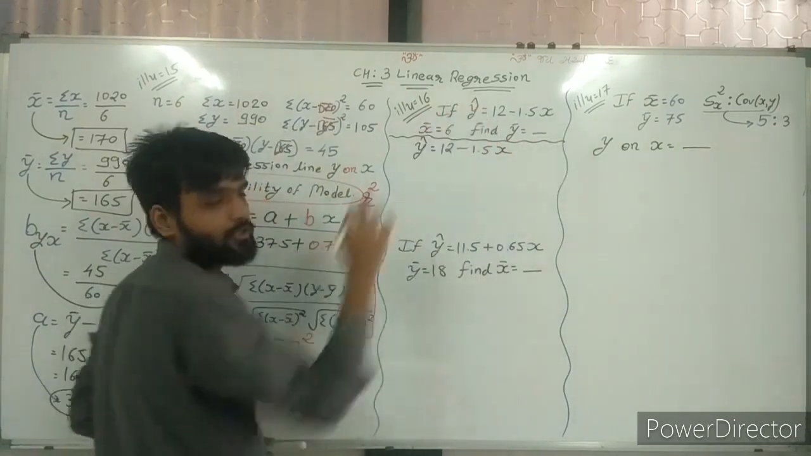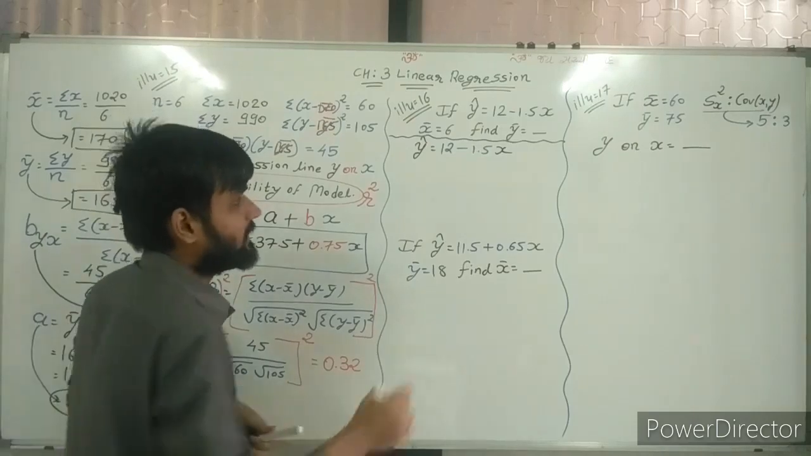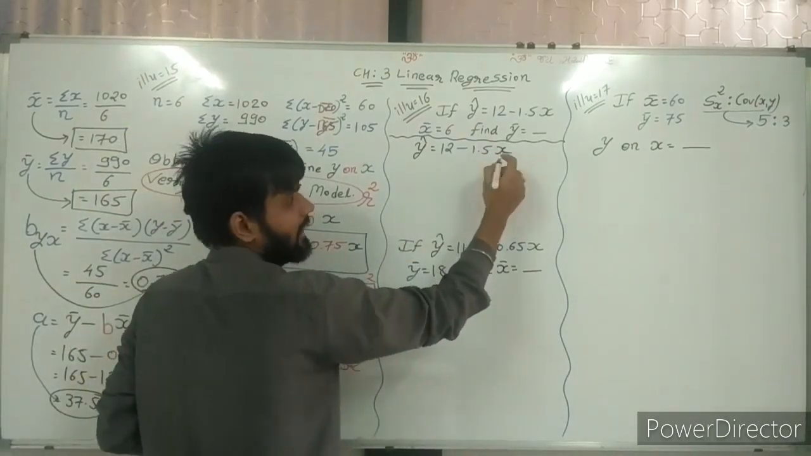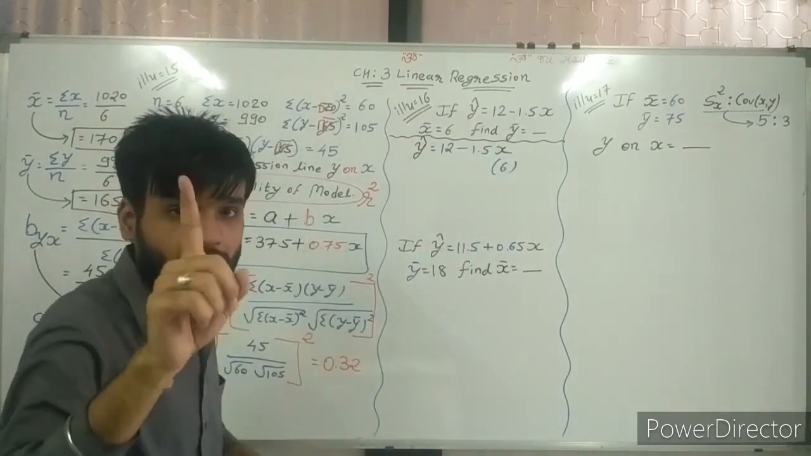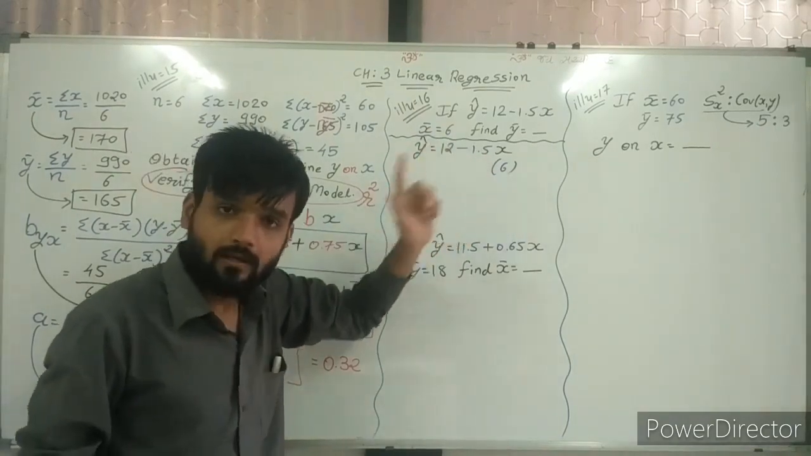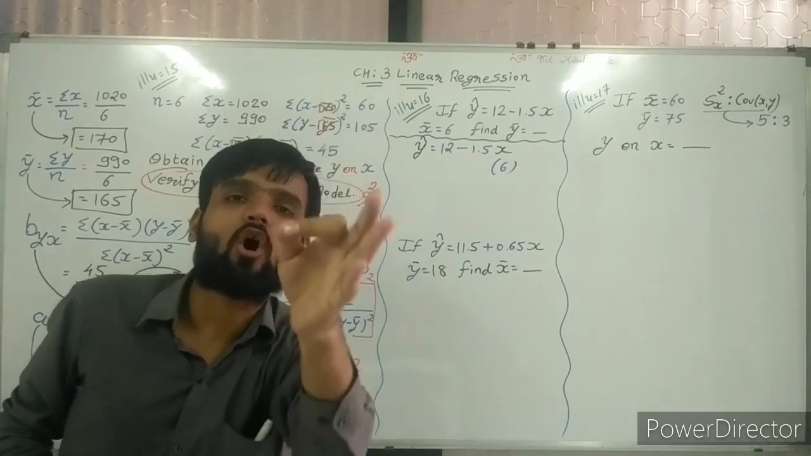This is given in the question. Now x bar is equal to 6. So in place of x, I am writing 6. Again I am repeating, in place of x, I am writing 6 and getting the value of y cap, and that is the value of y bar.